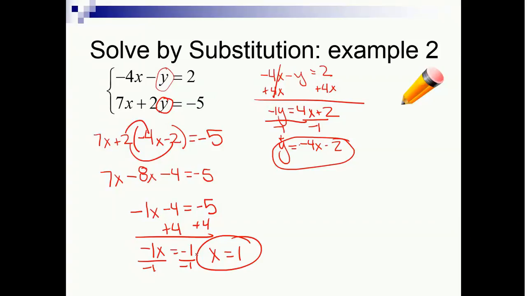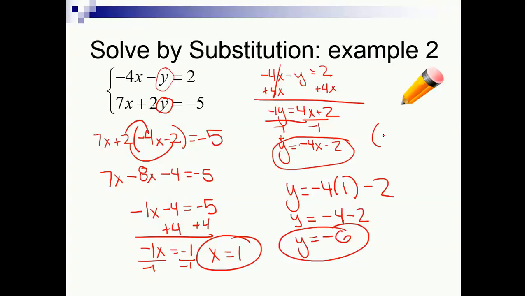Now I've got to get my y. I'm going to take that 1 and plug it in for the one I've solved for. Why would I plug it into something else? I'm going to have to re-solve. Save yourself time. Work smarter, not harder. So I got y equals negative 4 times 1 minus 2, or negative 4 minus 2, which is the same as negative 6.